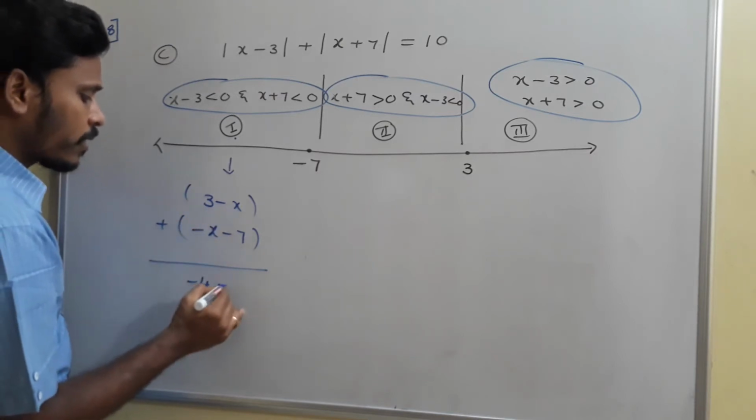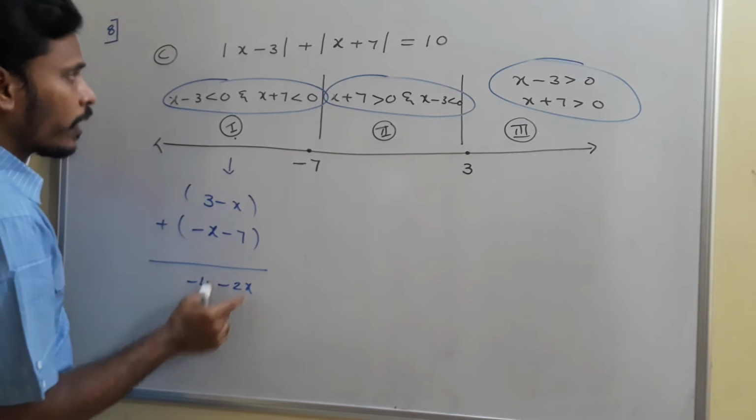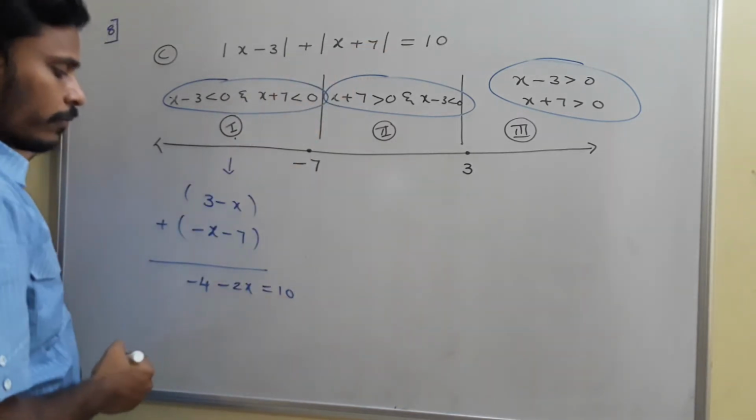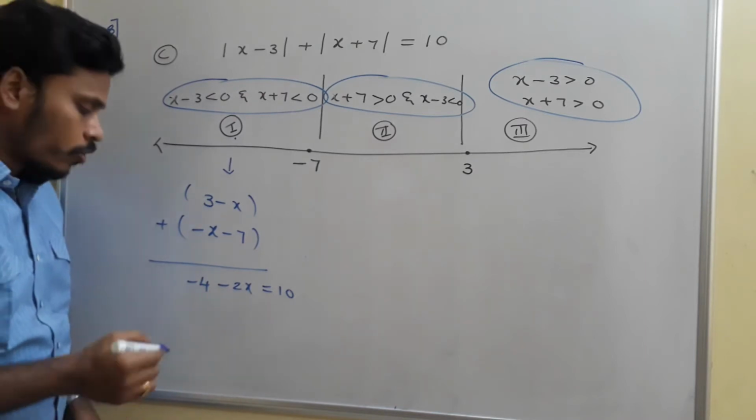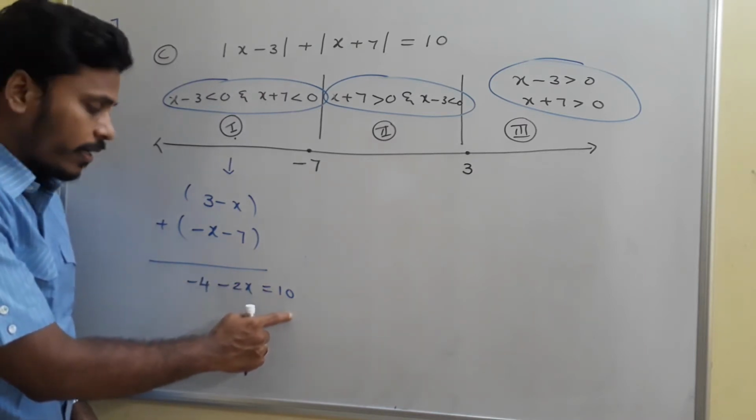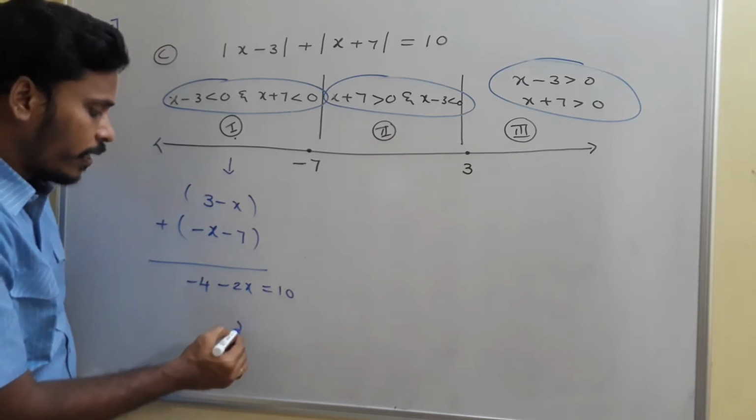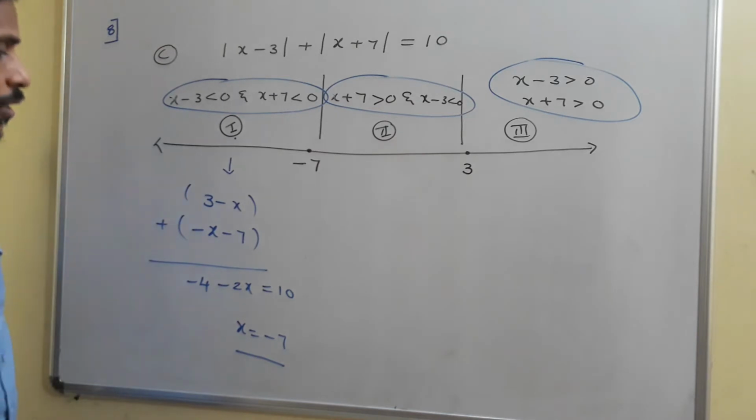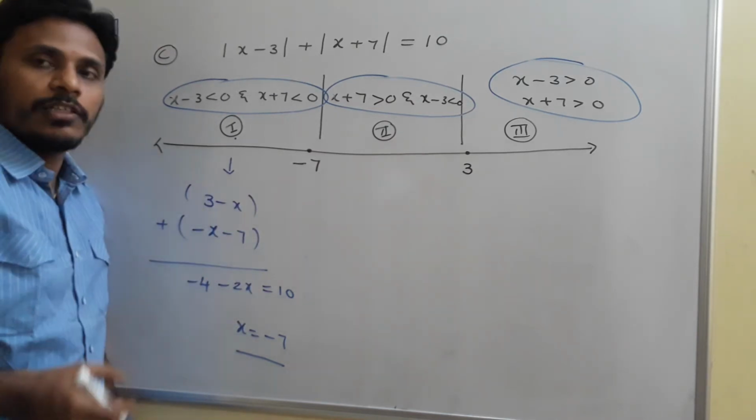Minus x is minus 2x. This is the sum, and that sum is given as 10. We need to solve it for x. So if you solve it for x, send this 4 to that side. It becomes 10 plus 4, 14, and you will get that x is equal to minus 7. So x equals minus 7 is a solution for this case.